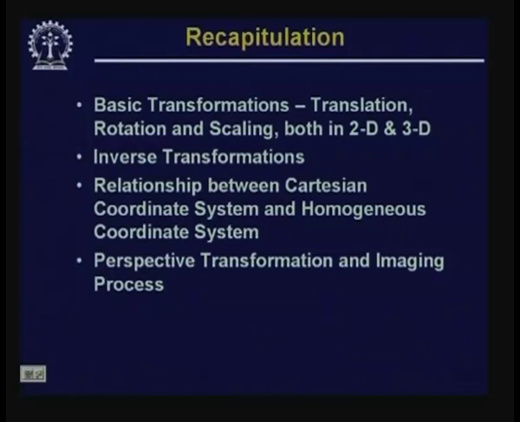After that, we went on to the conversion from the Cartesian coordinate system to the homogeneous coordinate system, and we saw the use of the homogeneous coordinate system in perspective transformation, which we said is an approximation of the imaging process. So, when a camera takes the image of a point in a 3-dimensional world, this imaging transformation can be approximated by the perspective transformation that we discussed in the last class.